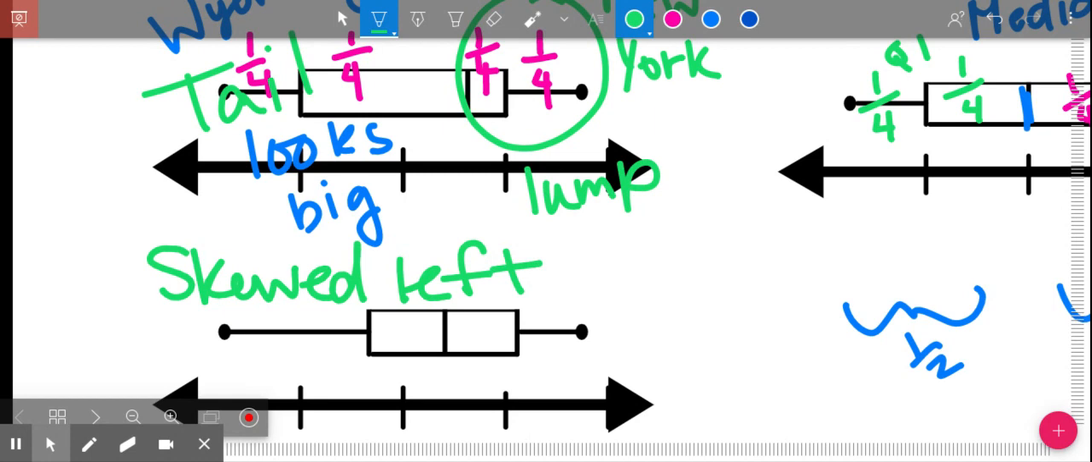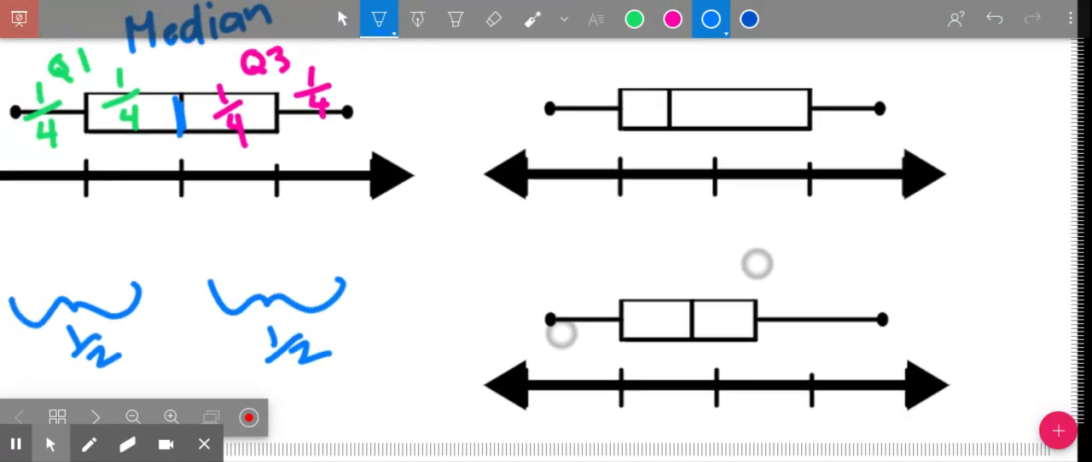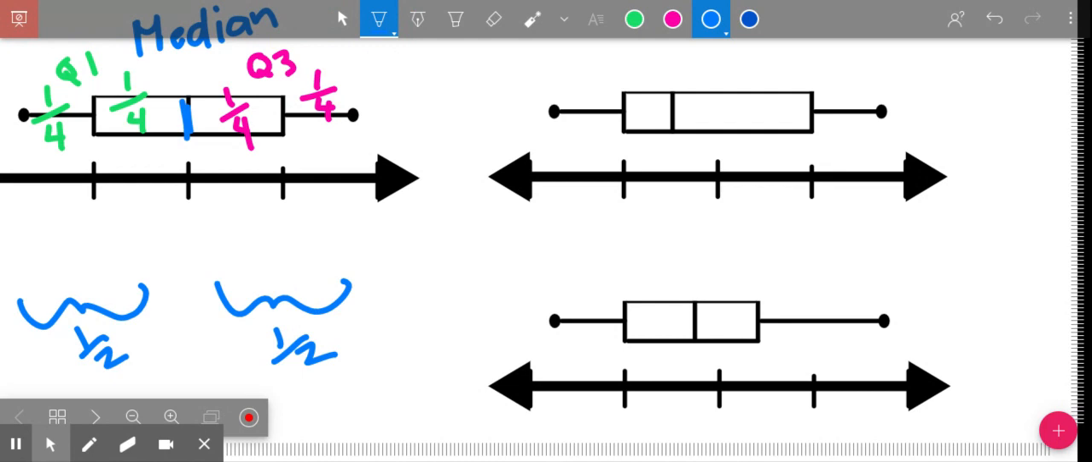Okay. The one below it, it's the same thing. It just looks a little different. We have the lump and the tail. Same thing, skewed left. Just a variation. Let's look at the other side, the other far side.